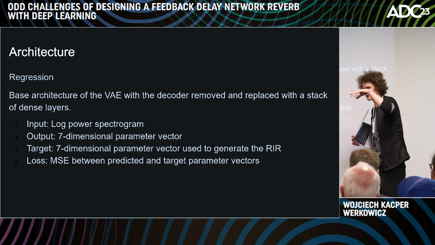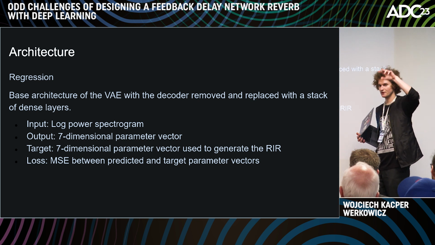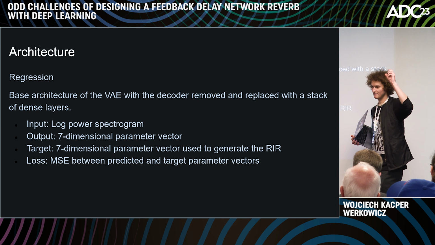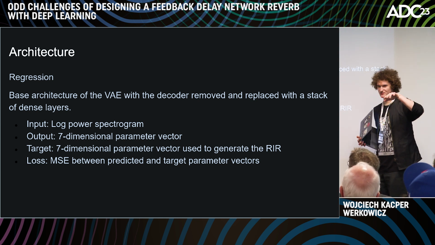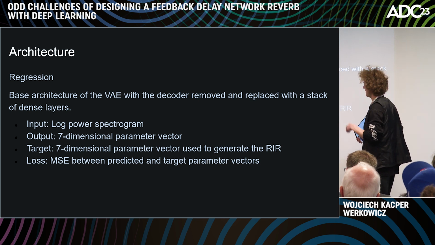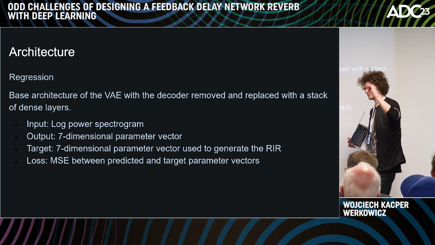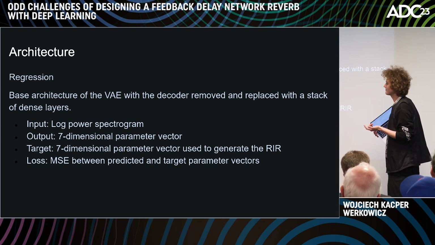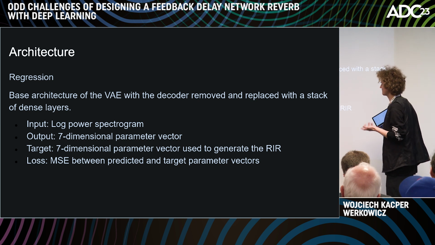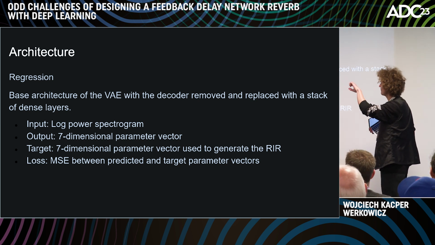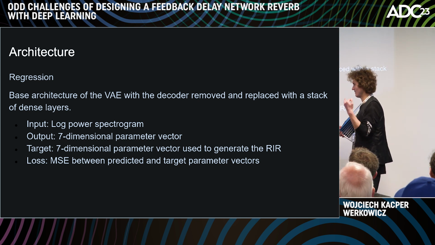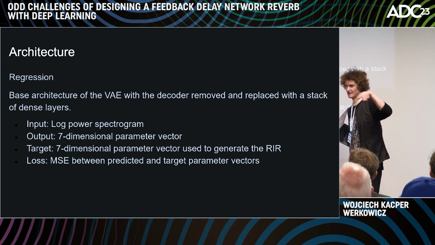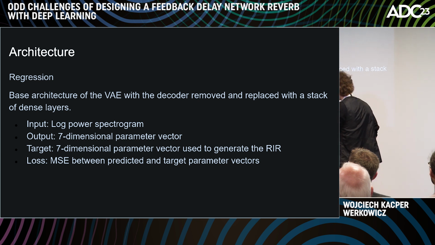The neural reverberator is a variational autoencoder, so it has an encoder and decoder part, where you have a bunch of convolutional layers that encode the impulse response into, in this case, a 3-dimensional latent vector. And then it tries to decompress that and reconstruct it as well as possible. But it was made for generative purposes, and we don't really need generation. So we removed the decoder part and replaced it with a stack of dense layers. At the end, you just get a vector of seven parameters.